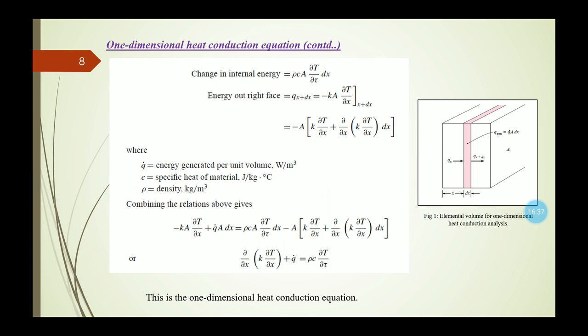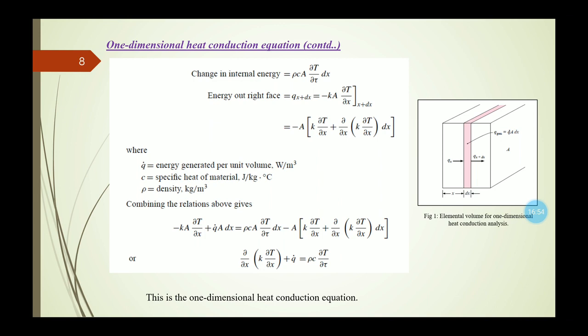Now here the q dot is the energy generated per unit volume, and the unit of this q dot is W per meter cube. C is the specific heat of the material, and rho is the density, the unit is kg per meter cube.